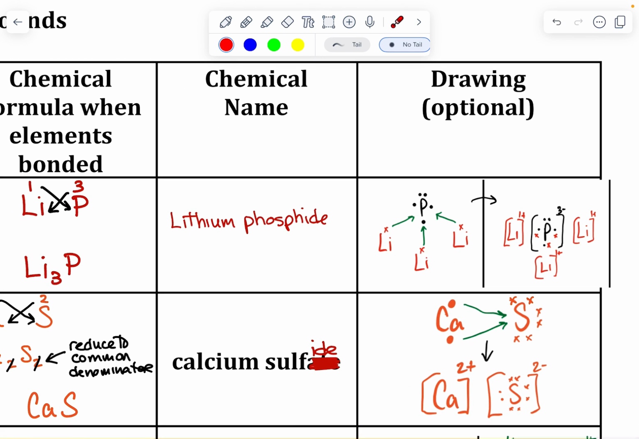We knew that there were 3 lithium for every 1 phosphorus. So I drew out my 3 lithium, each with 1 valence electron, and each lithium gave its 1 valence electron to phosphorus. So we can see now that phosphorus has gained 3 electrons. It has a charge of -3, and each lithium lost 1 electron to each have a charge of +1.